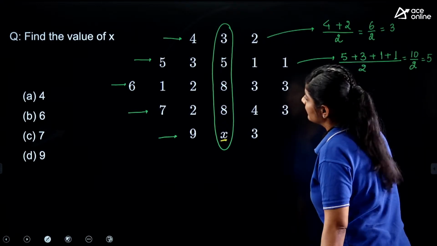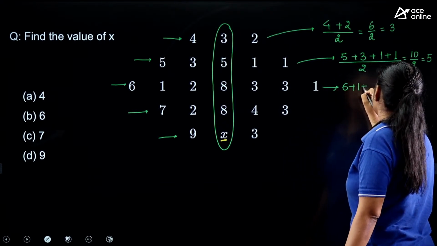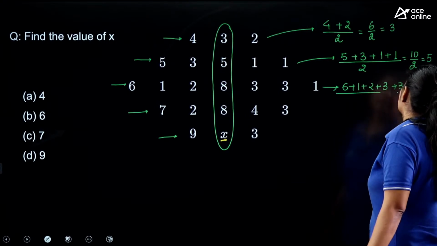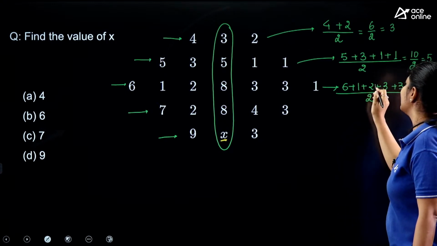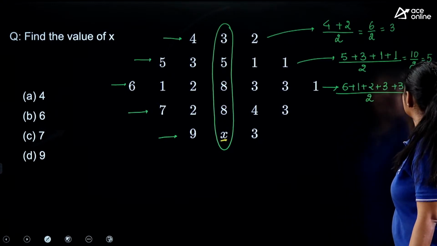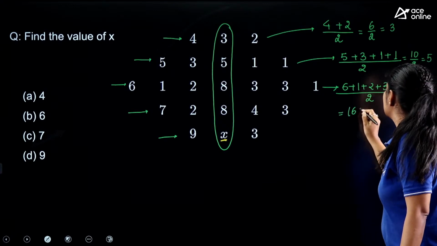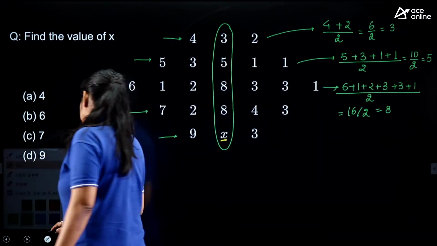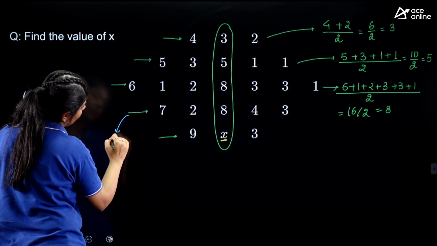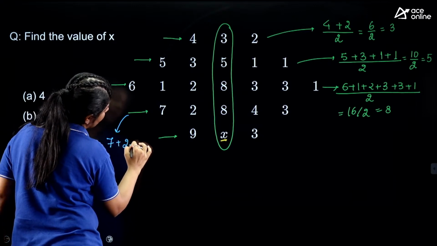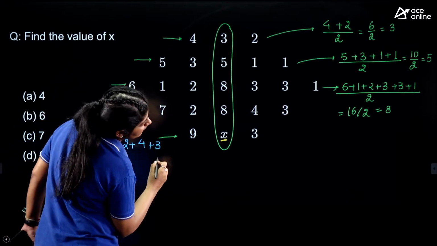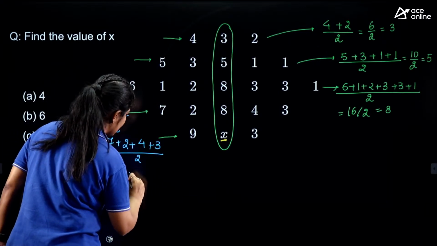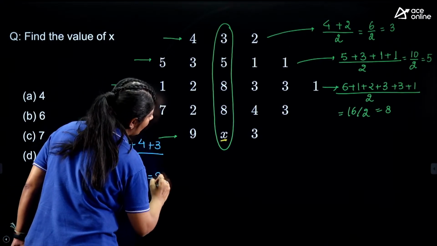Here, 6 plus 1 plus 2 plus 3 plus 3 plus 1, divided by 2. Here what we got? 8, 8 and 1, 9, 9, 10, 10 and 6, 16. 16 by 2 gives us 8. Do we have 8 in the middle? Yes. We'll check the same thing with the fourth row as well. Here we have 7 plus 2 plus 4 plus 3, divided by 2. Here this is 9, 9 and 7, 16. 16 divided by 2, again I got 8 as my answer.